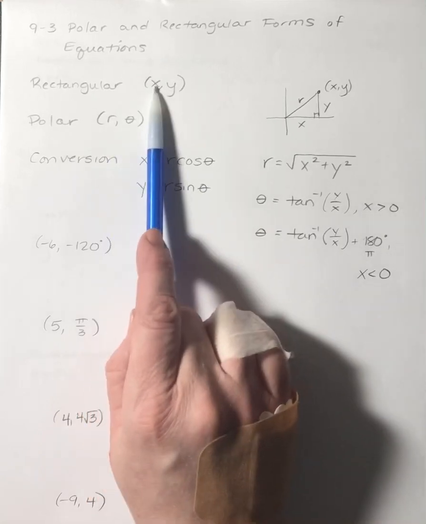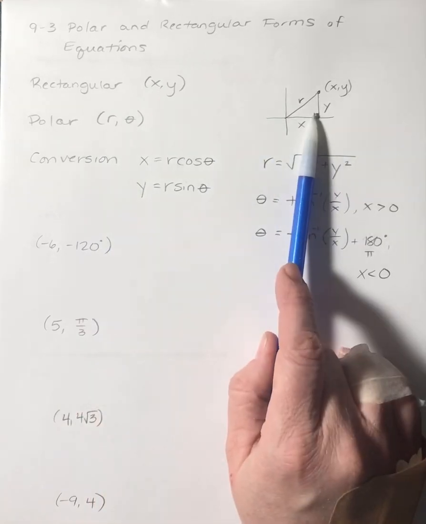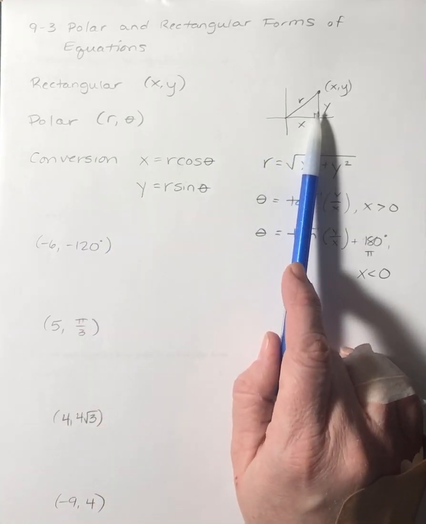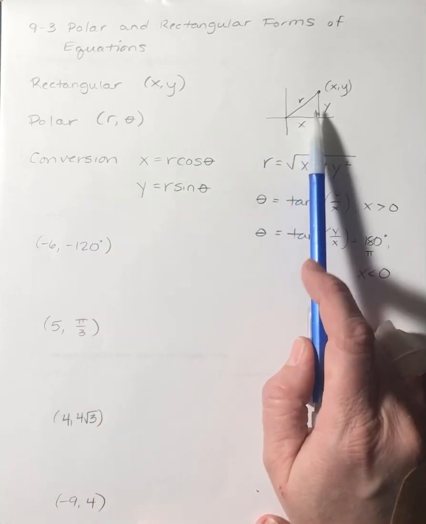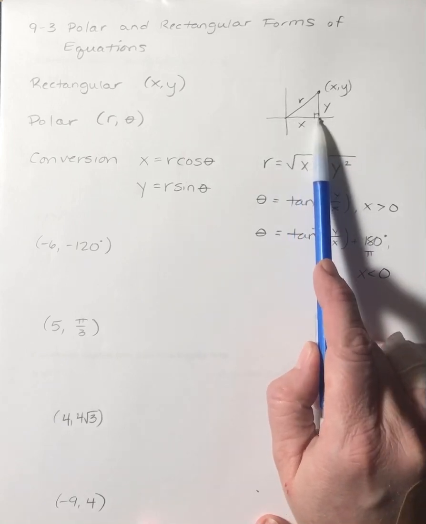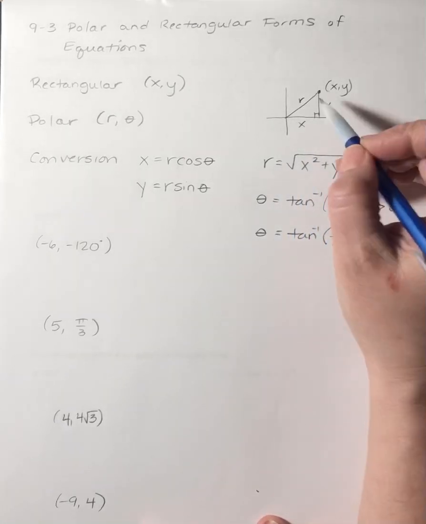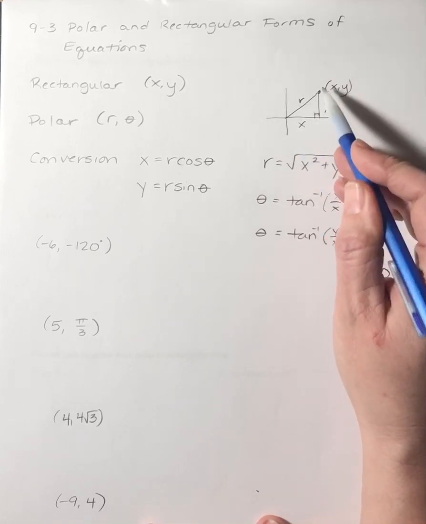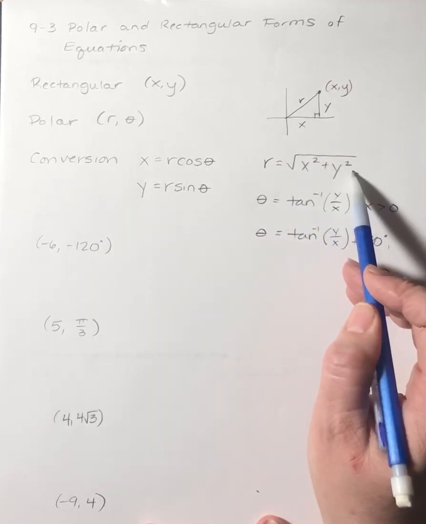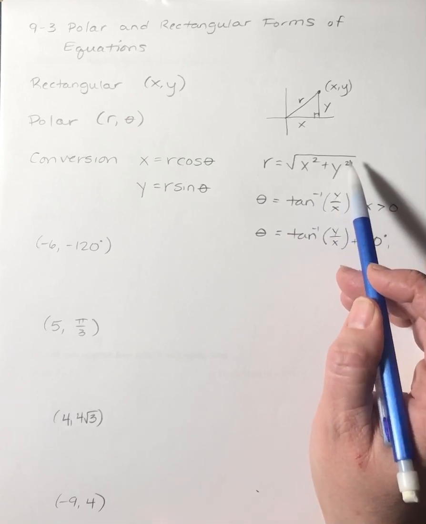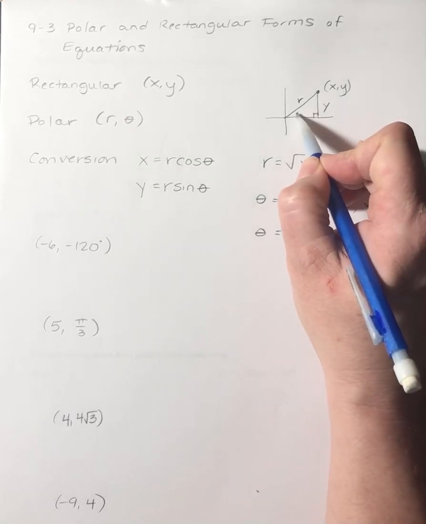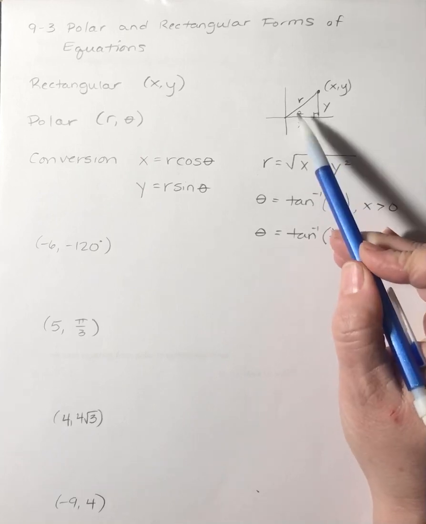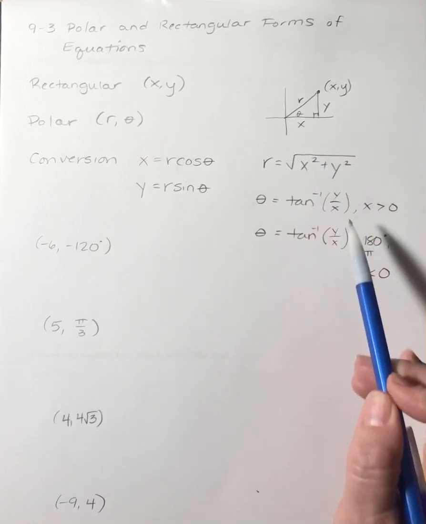To convert between the two, we're basically using the concept of a right triangle, okay? So this is my x and y distance, there's my point. To get r, I can do x squared plus y squared equals r squared, or r equals the square root of x squared plus y squared. And then theta is inverse tangent of y over x.